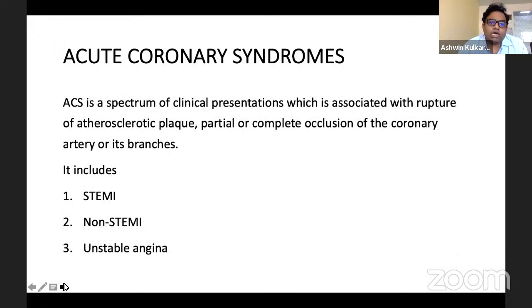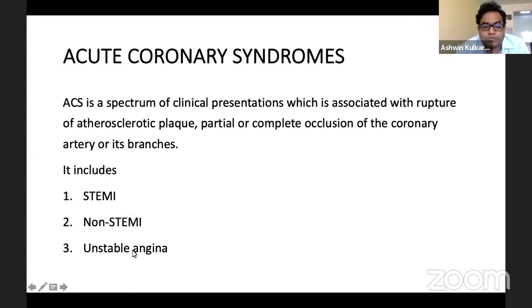As you all know, acute coronary syndrome is a spectrum of clinical presentations associated with rupture of atherosclerotic plaque. It can lead to partial or complete occlusion of the coronary artery and its branches. Just as a refresher for undergraduate students, it includes STEMI, that is ST elevation myocardial infarction, where there is elevation of the ST segment. Usually, STEMI denotes a transmural infarct, a full thickness infarction of the myocardium, which causes ST elevation.